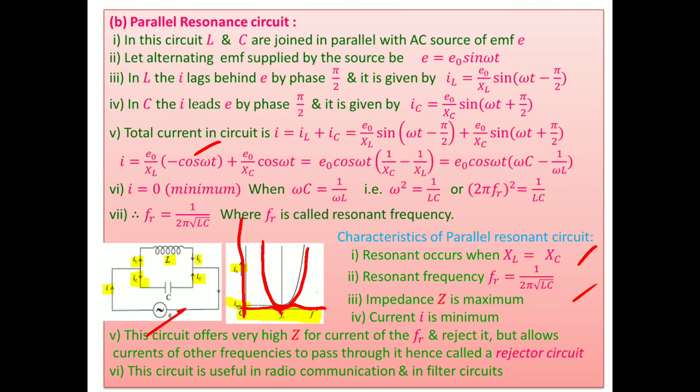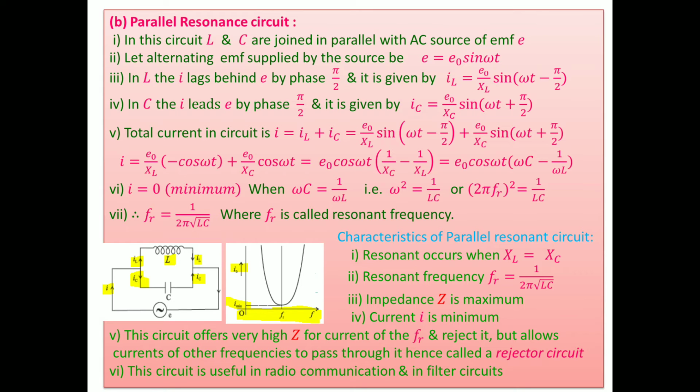This circuit offers very high impedance for current of the resonant frequency and rejects it, but allows the current of other frequencies. Look here, for the resonant frequency, the current is minimum, it rejects the current for the resonant frequency, and for other frequencies, it allows the current to flow. So this circuit is called a rejector circuit.